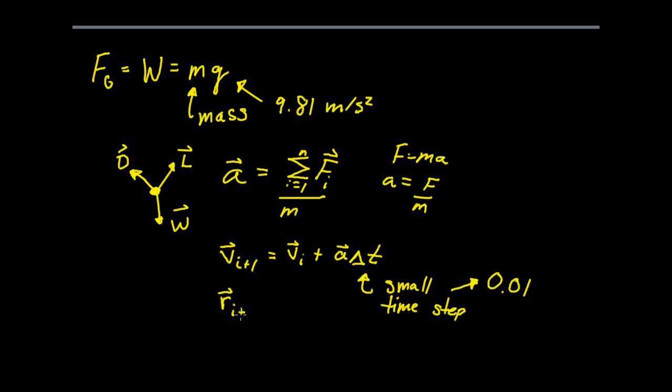So we'll just say that our next r, so r i plus 1, is just equal to our current r plus our current v i times some delta t. This is the exact same delta t right here.